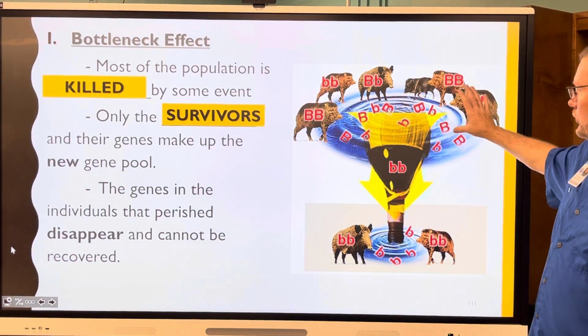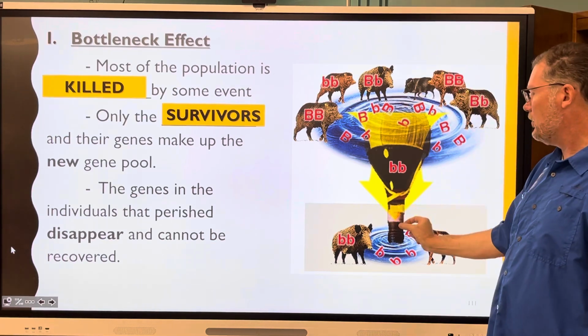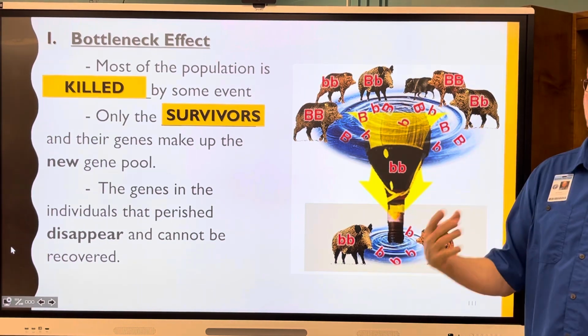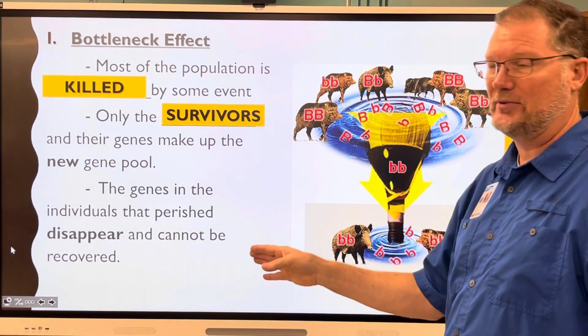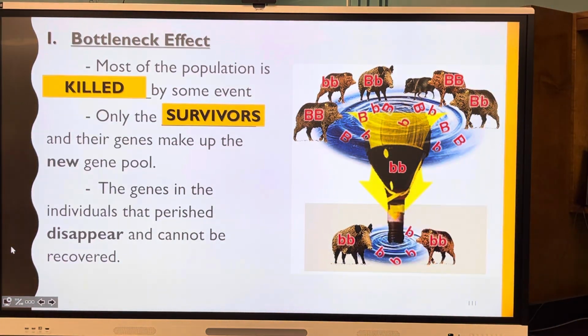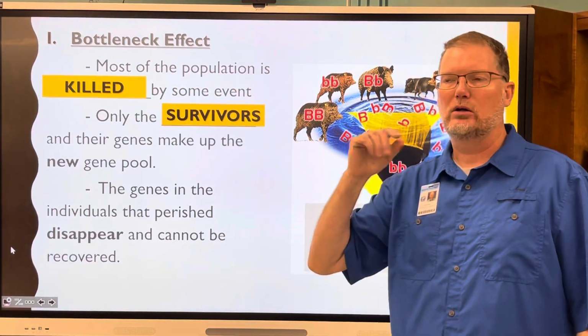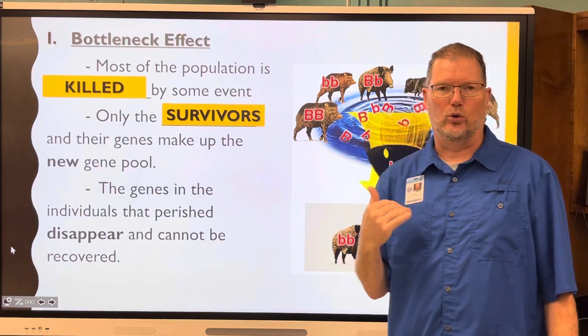So you're getting rid of all these, and only some of the genes get through. Only some of the genes are in the new pool. The rest of them are gone, wiped out. So the genes, they disappear. They can't be recovered, the ones that get wiped out. The genes in our moths up there on the board, they're out of the gene pool.